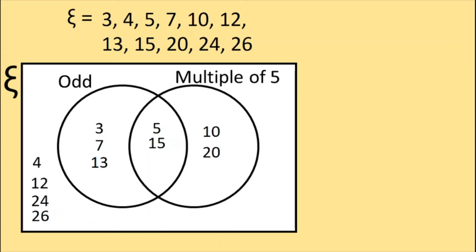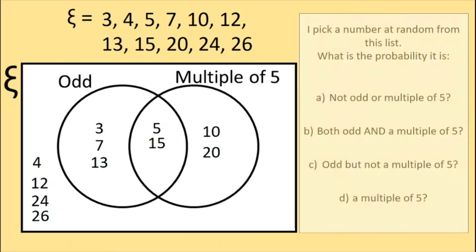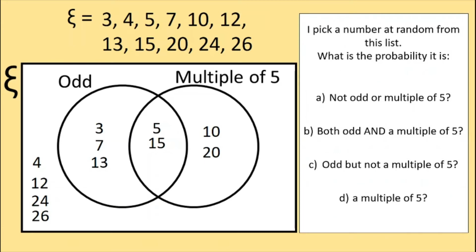And we can use our answers to calculate probabilities. For example, questions like these. I pick a number at random from this list. What is the probability it is not odd or a multiple of 5? Well, numbers that are not odd or a multiple of 5, I've got piled on the left there. 4, 12, 24 and 26. So there's 4 of them out of a total of 11 numbers. So I can just write it as a fraction, 4 over 11.